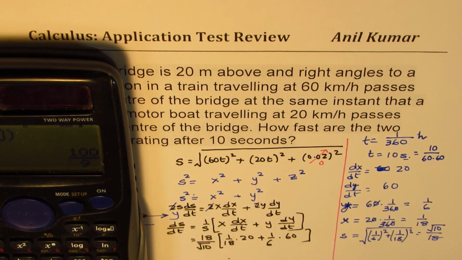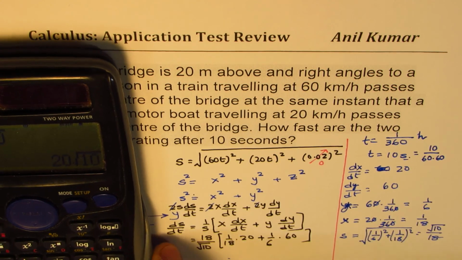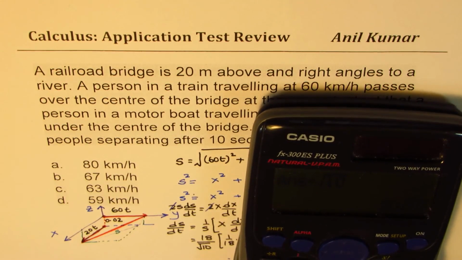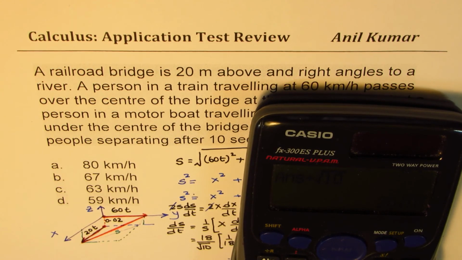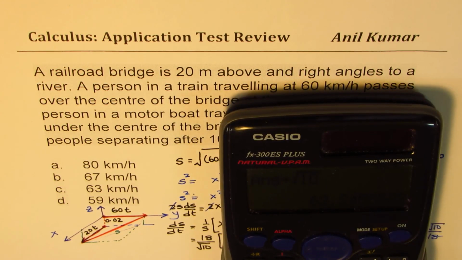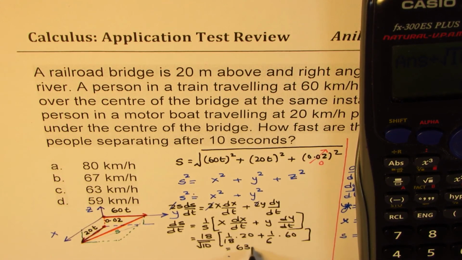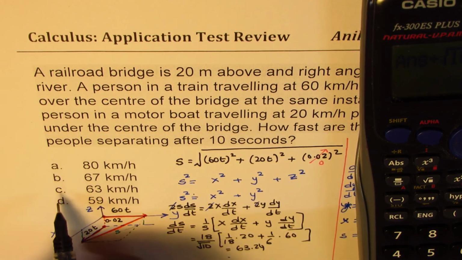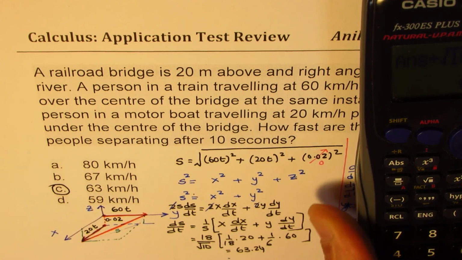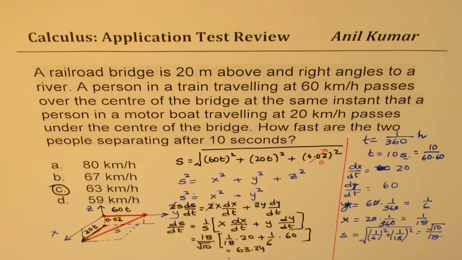So we get 100 over 9, and we multiply this by 18 and divide by square root of 10. We get 20 square root 10, which in decimals is equal to 63.24, right? So we get our answer as 63.24. Is it okay? So option C is the right option.